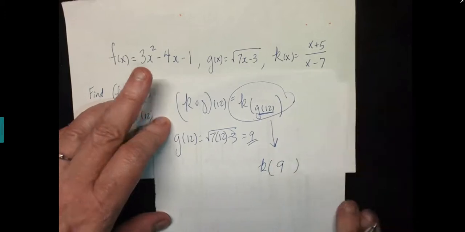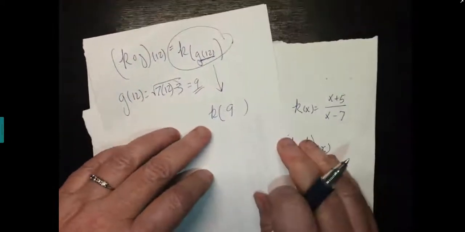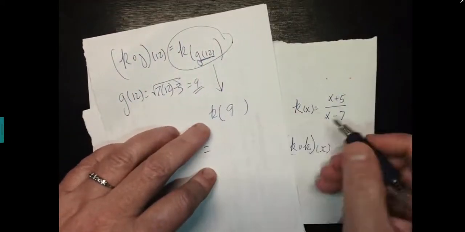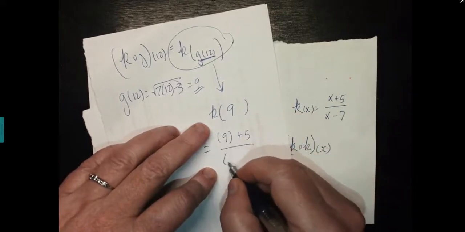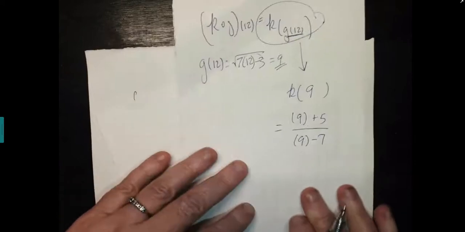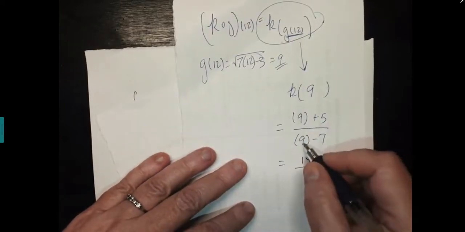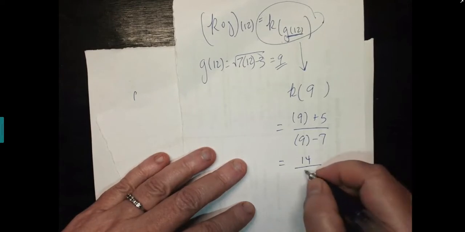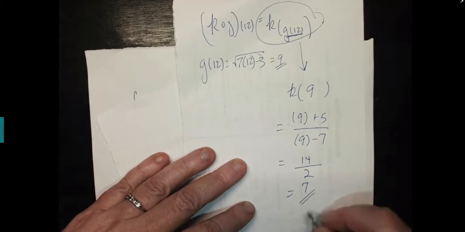And what is k evaluated at 9? Now I come to the formula for k, and everywhere there's an x, I replace it with a 9. Okay, and so I'm going to get 14 in the numerator, and I'm going to get 9 minus 7 is 2 in the denominator, and 14 divided by 2 is 7. And so my answer is 7.